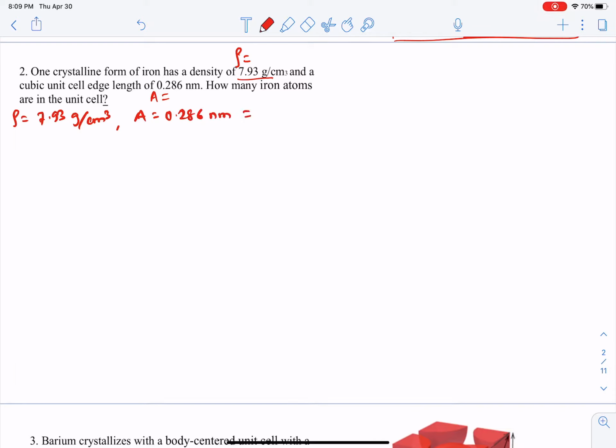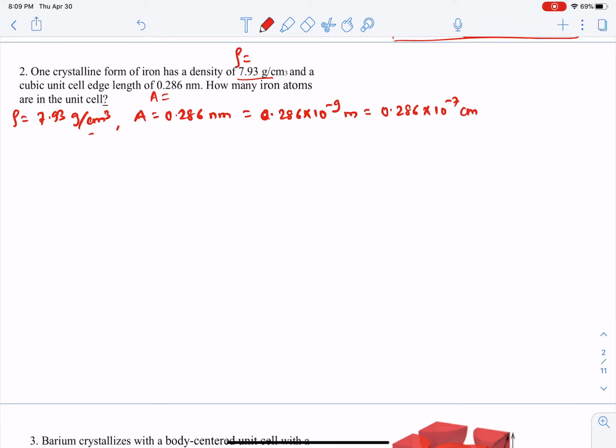That is also equal to, I can write it down as, nanometer is 10 raised to minus 9 meters. So I can write it as 286 into 10 raised to minus 9 meters, or better, 0.286 into 10 raised to minus 7 centimeter. I'm doing it in centimeter because the density here is in centimeter, so it will make it easier. Now it looks right. So what other information can we get?